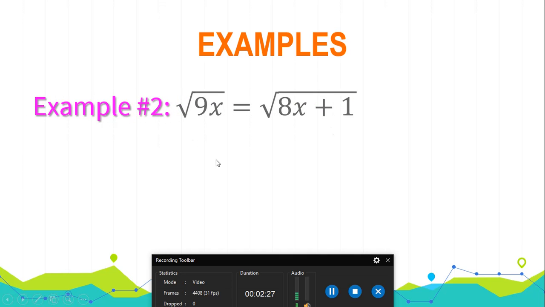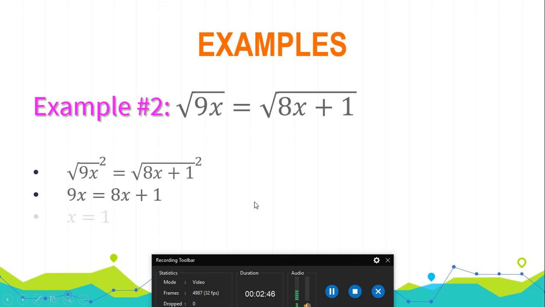In example 2, you'll notice we have square root radicals on both sides. To get those to go away, we need to square both sides. And by doing that, you've eliminated those inverse pieces, and we're going to be left with 9x equals 8x plus 1. You can go ahead and solve.